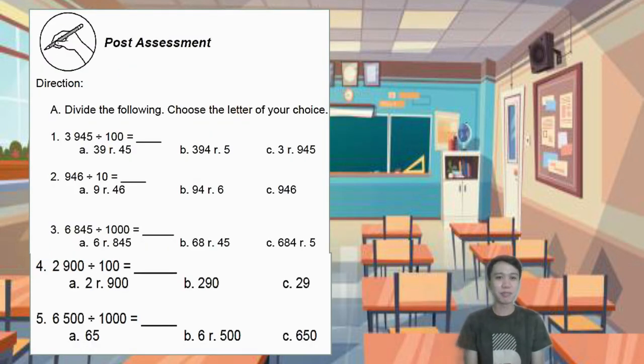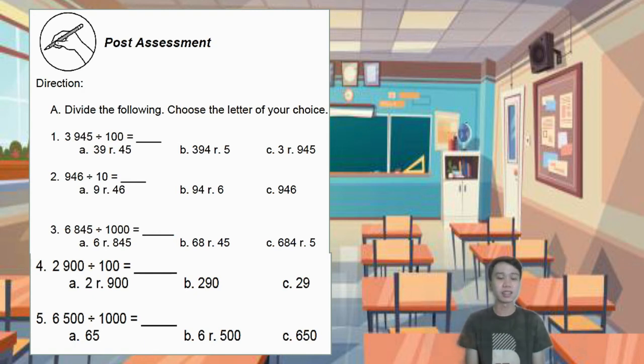For our post-assessment, divide the following. Choose the letter of your choice. Number 1, 3,945 divided by 100. Letter A, 39 remainder 45. Letter B, 394 remainder 5. And letter C, 3 remainder 945. Number 2, 946 divided by 10. A, 9 remainder 46. B, 94 remainder 6. C, 946.